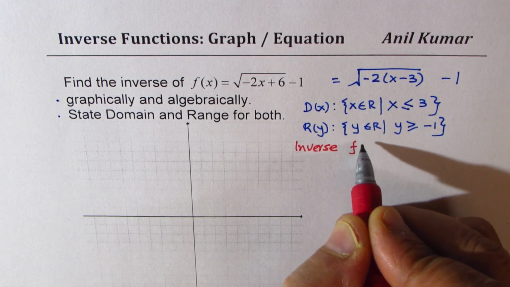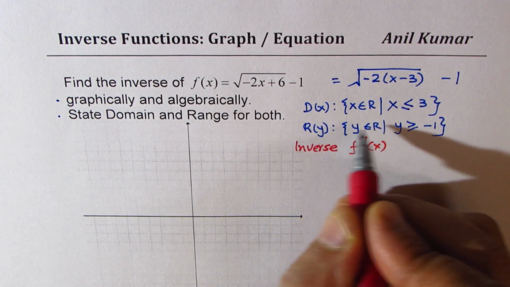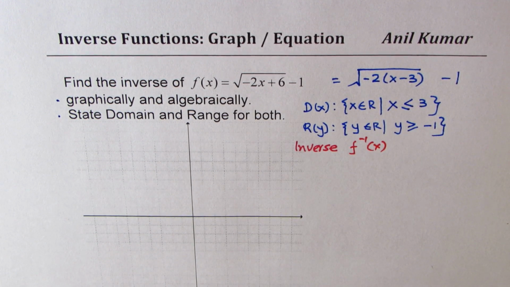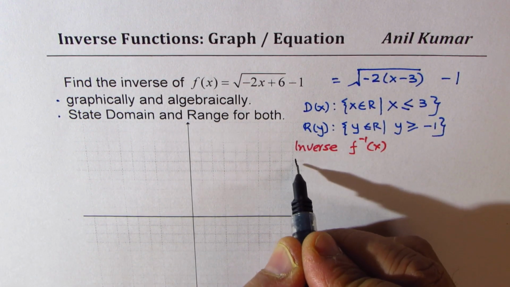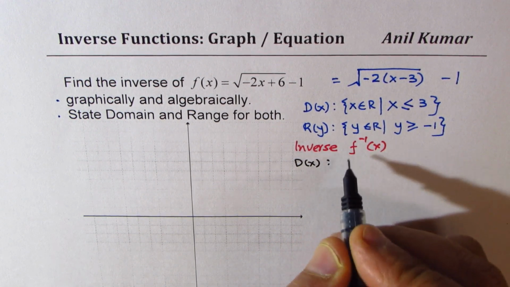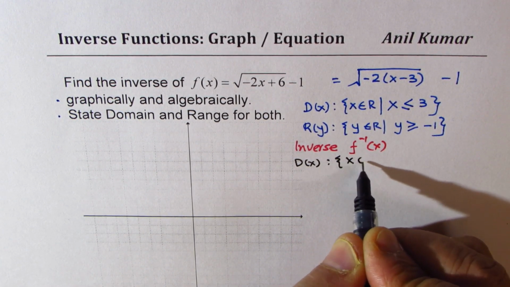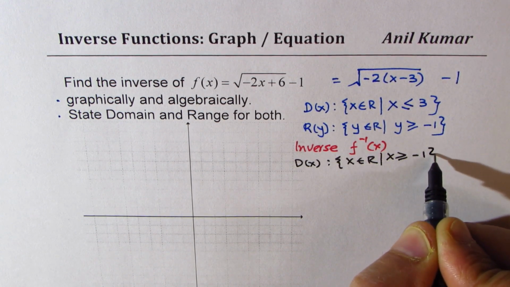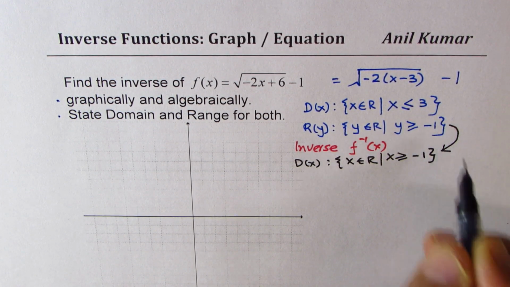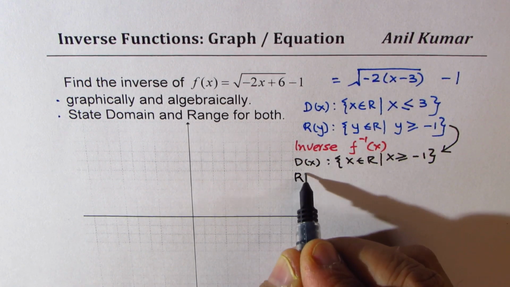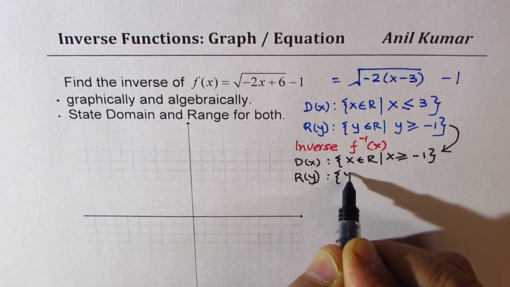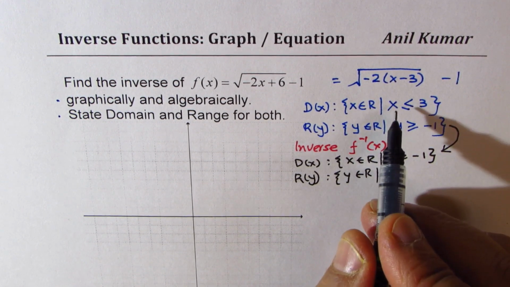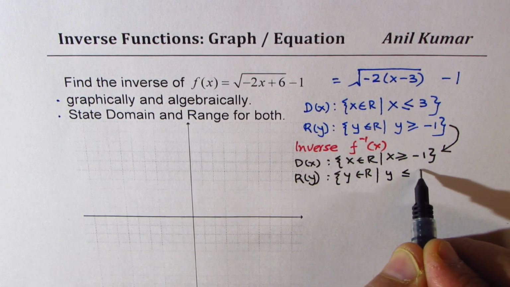In case of inverse function, domain and range will swap. So let me write the domain and range for the inverse function first. Now our domain will become x belongs to real numbers, where x is greater than or equal to minus 1. Do you see from here? It swaps, and the range will be y belongs to real numbers, where y is less than or equal to 3.